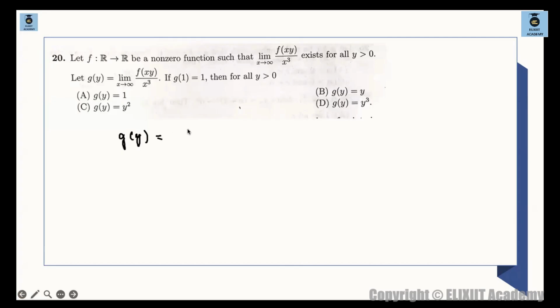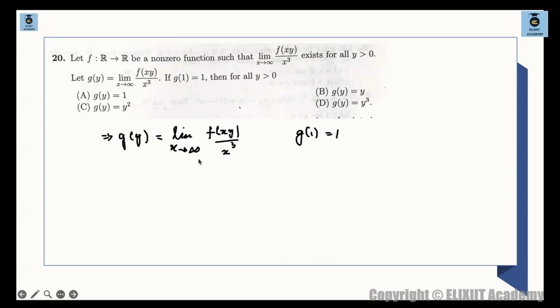So g of y is given to be the limit as x tends to infinity of f(x,y) divided by x cube. This is what they have given, and they are saying this limit exists. g of 1 is given to be 1. This g of y is basically a function which is inbuilt with limits, right? The limit as x tends to infinity of f(x,y) divided by x cube.